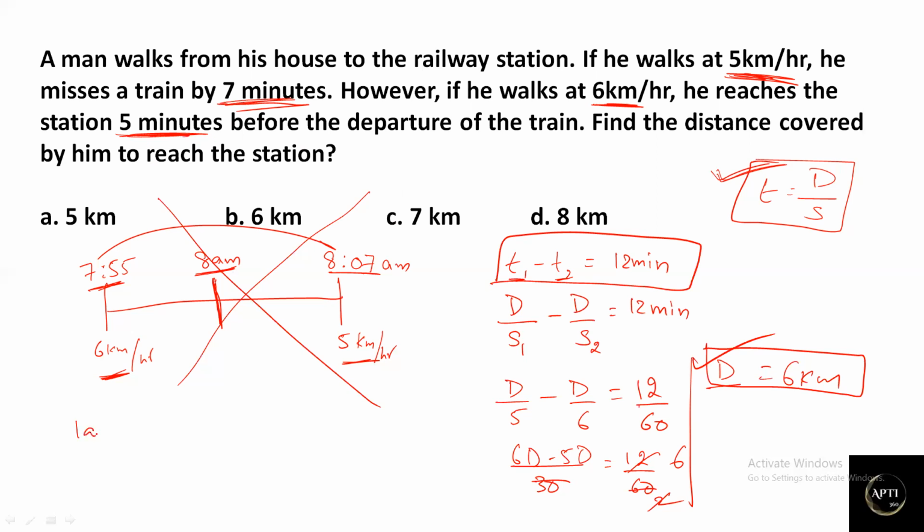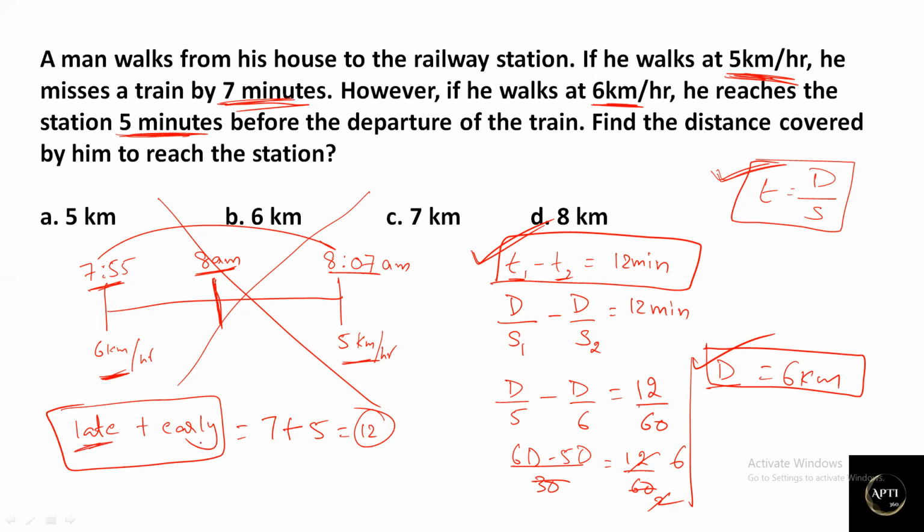Now when we have late and early in the question, both, one condition he is going late, one condition he is going early, what we need to do is add the values. 7 minutes late, 5 minutes early, which is equal to 12. So directly write the statement t1 minus t2 is equal to 12. When can we add? When we have late and when we have early, we need to add.